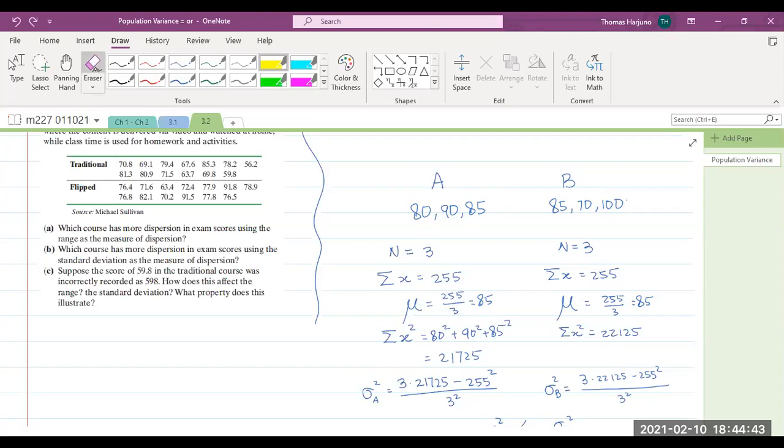Okay, now part A here. Which course has more dispersion in exam scores using range? So for part A, the range is the largest number minus the smallest. Range is easy. What is the largest number for part A? 85 something. 85.3 minus the smallest number, 56.2. So that's 29.1.